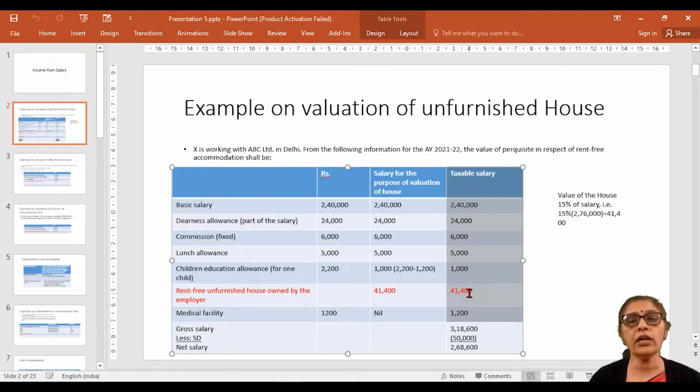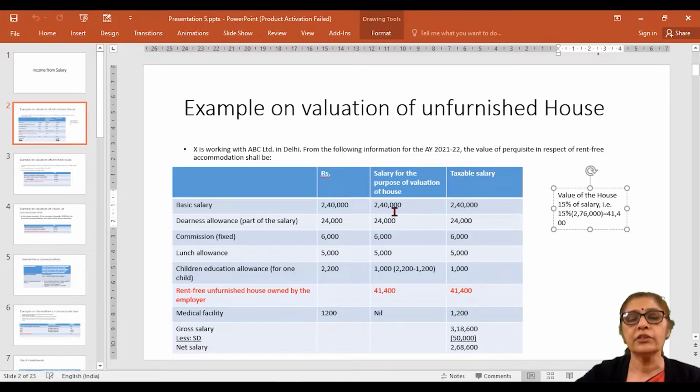Which house? Rent-free, unfurnished house. Now since the house is owned by the employer and the house is in Delhi, we have done this. If house is owned and population is more than 25 lakhs, the value will be done on the basis of 15% of the salary. So we take the salary as we have here. What all do we take in the salary? Salary on due basis, basic, DA if a part, all taxable allowances and monetary payments which are not in the nature of perquisites. So what do we have here?